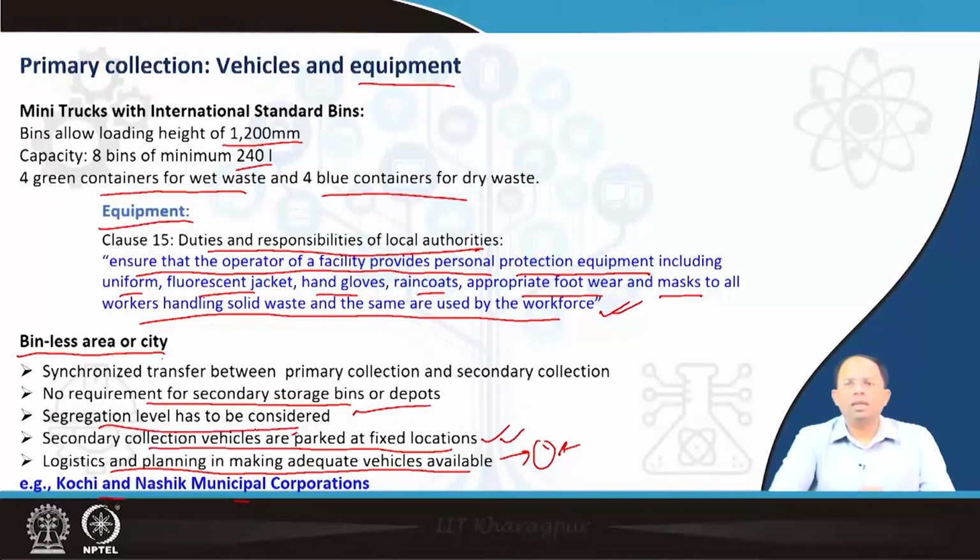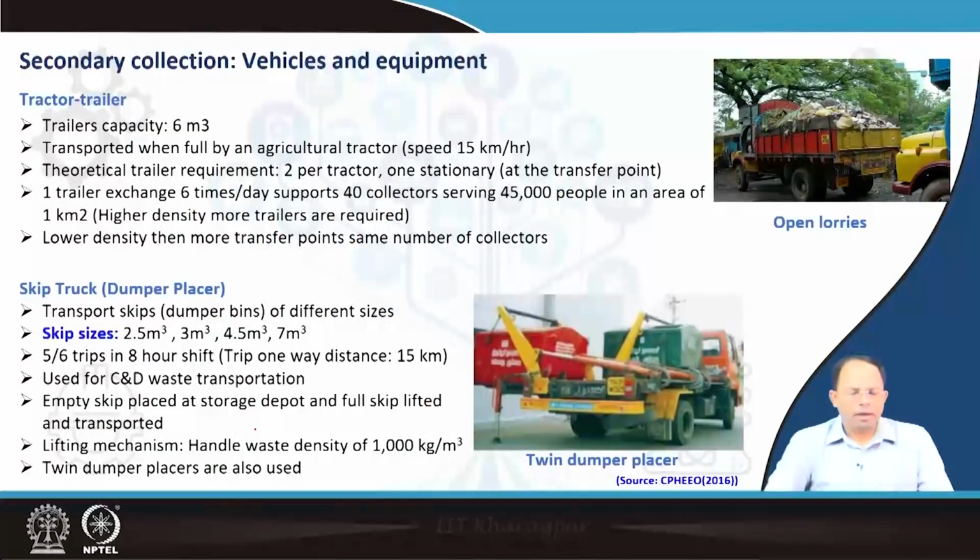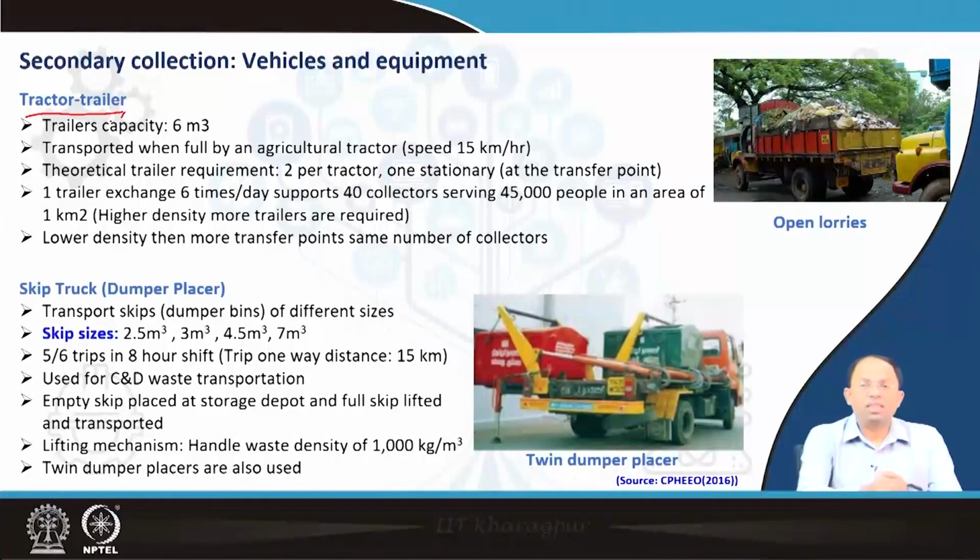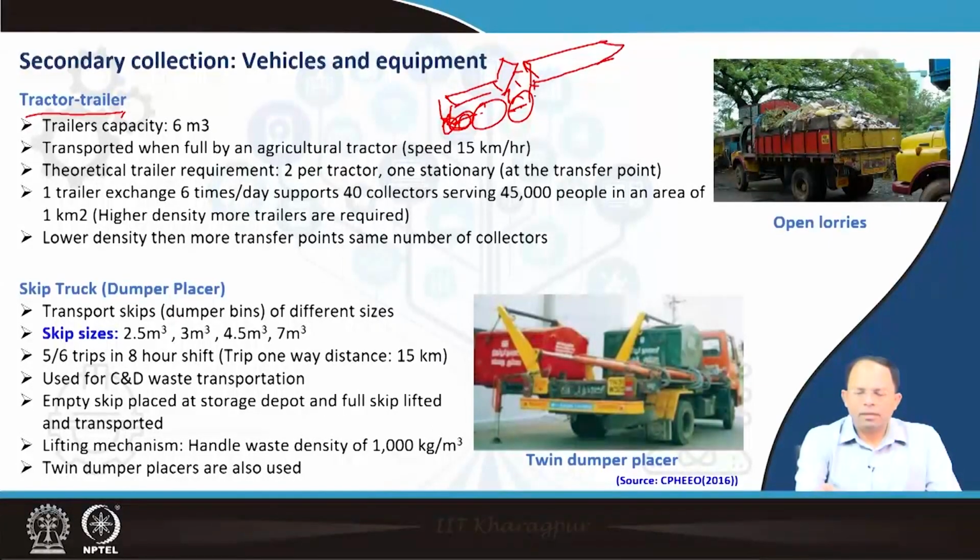Segregation level also has to be considered. Now coming to secondary collection vehicles and equipment, of course these are larger vehicles. The basic system is a tractor trailer system, which is still found in many smaller cities or semi-rural areas, where usually we have an agricultural tractor, as we know, which has 2 wheels, and this tractor is employed there. The wheel comes over here, and then there is a trailer at the back. This trailer is loaded, and for every tractor there could be multiple trailers.